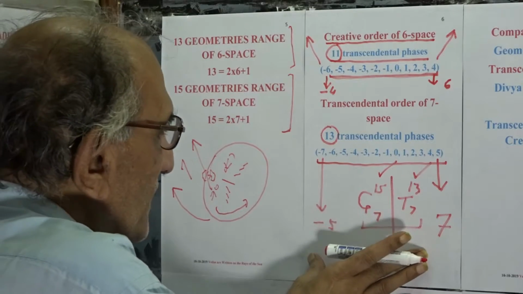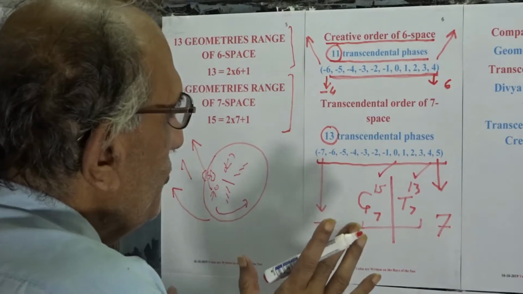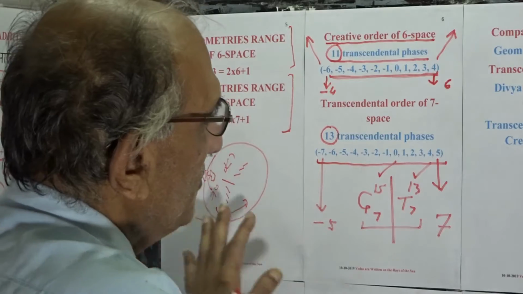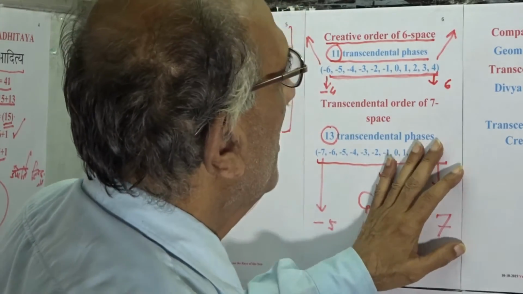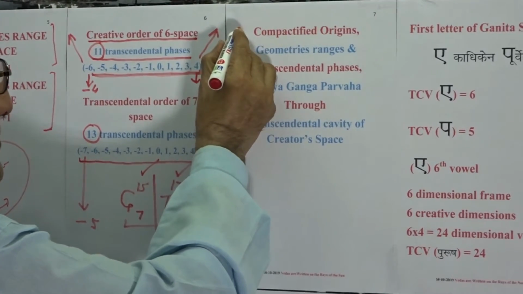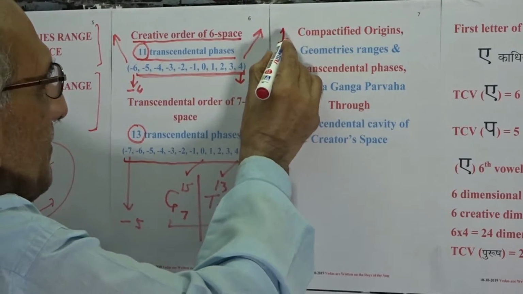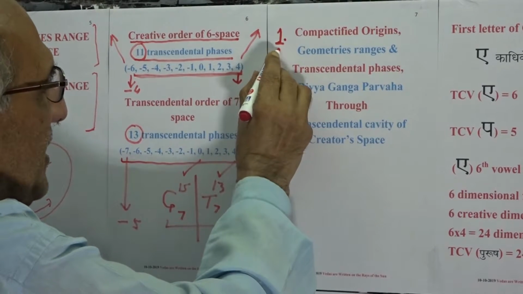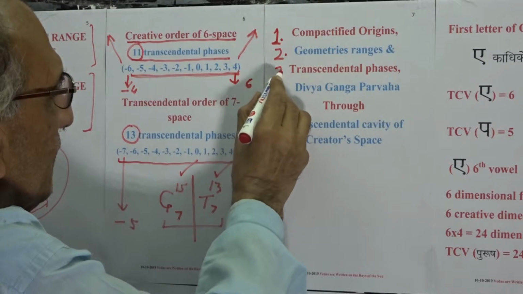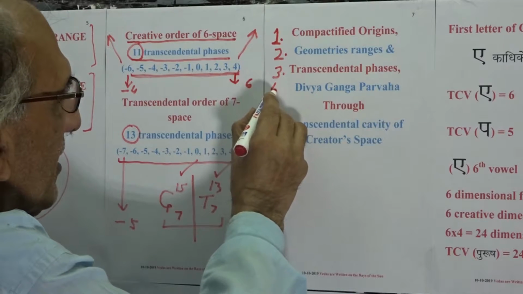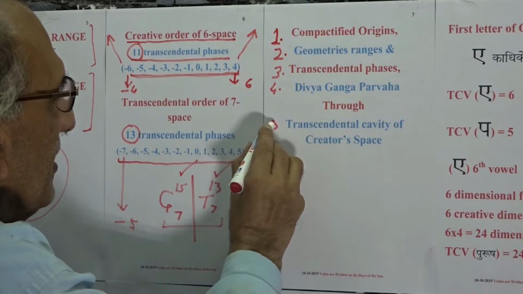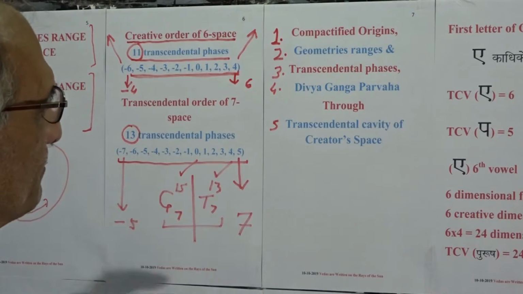Now it is this feature which is to be comprehended well. Therefore, these features are ultimately taking us to these concepts. First concept to be comprehended is compactified origins. Second is of geometry ranges. Third is of transcendental phases. Fourth is of a Divya Ganga Parvaha. And fifth is the transcendental cavity of the creator's space.